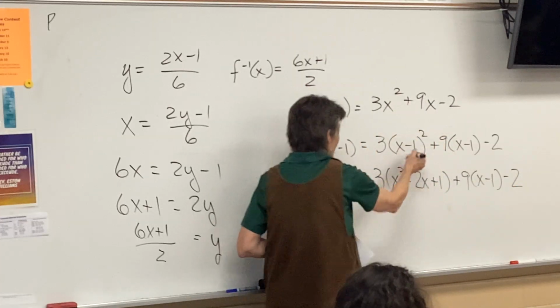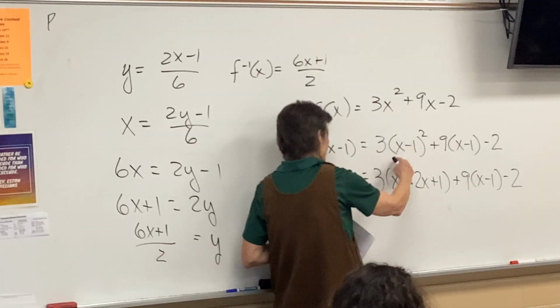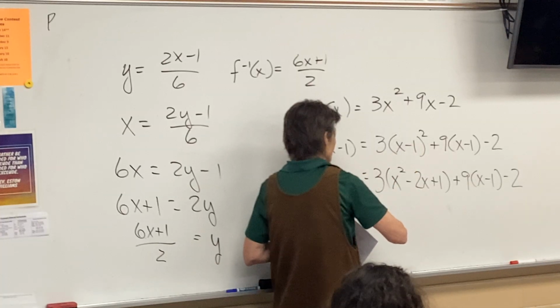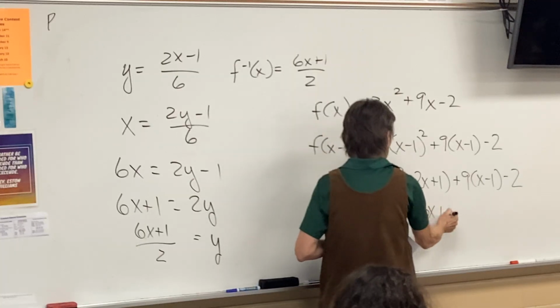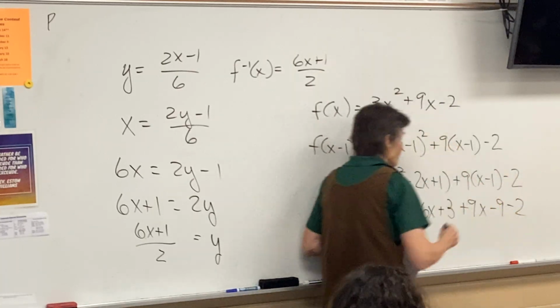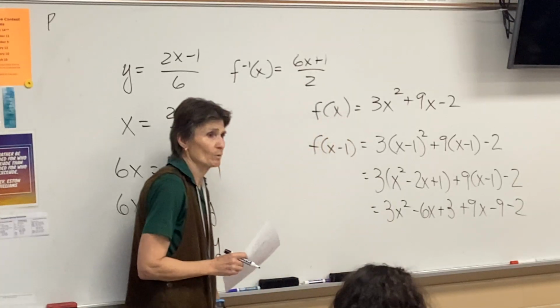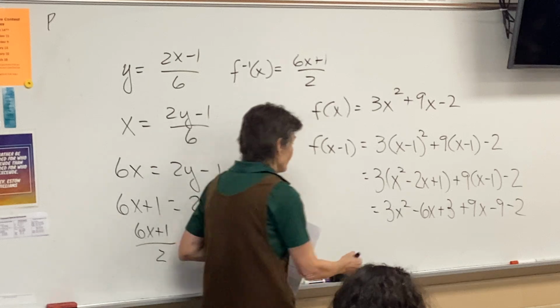So I FOIL that out. Do not square everything. That's not how it works. It's x minus 1 times x minus 1. And then I have to distribute. Now, some of the arithmetic might take you longer, but I don't want to use up all of our review time on arithmetic. So you can go back and go through the arithmetic on your own.